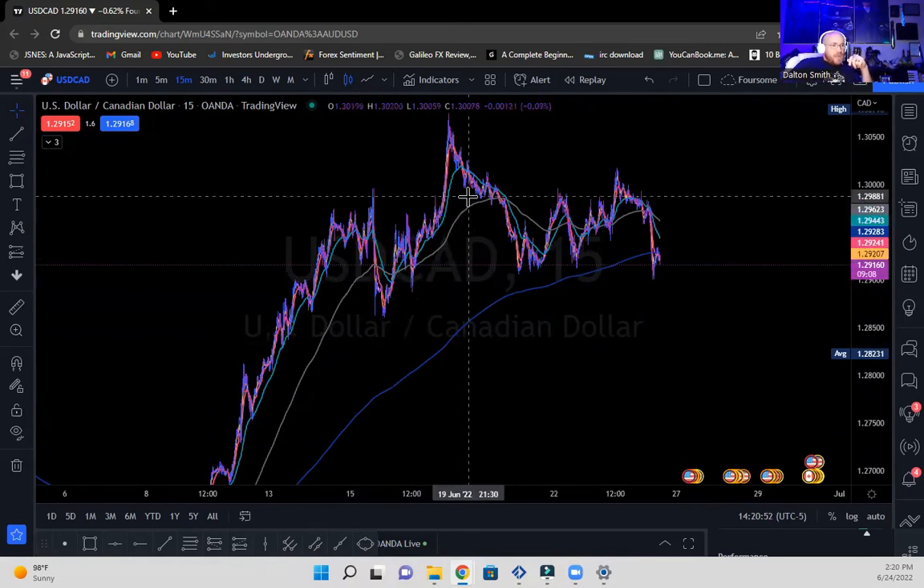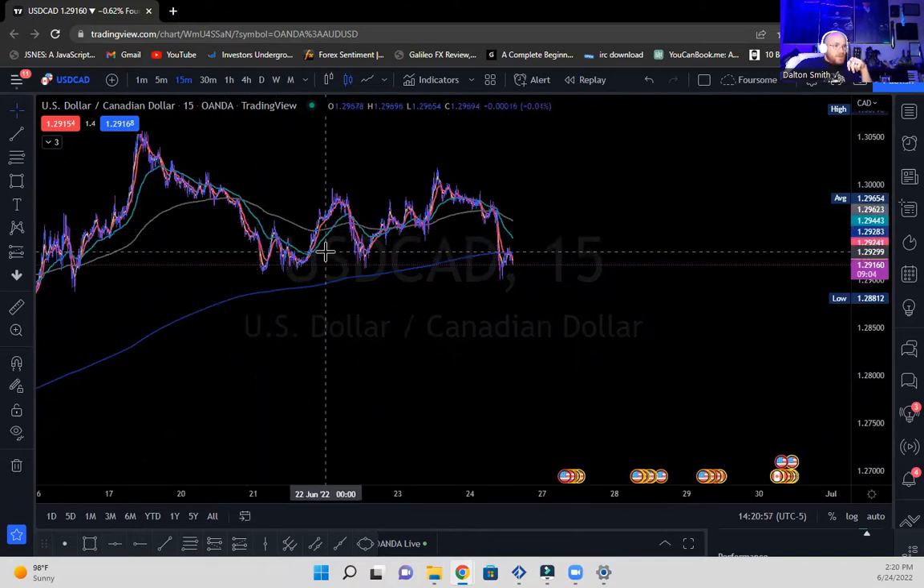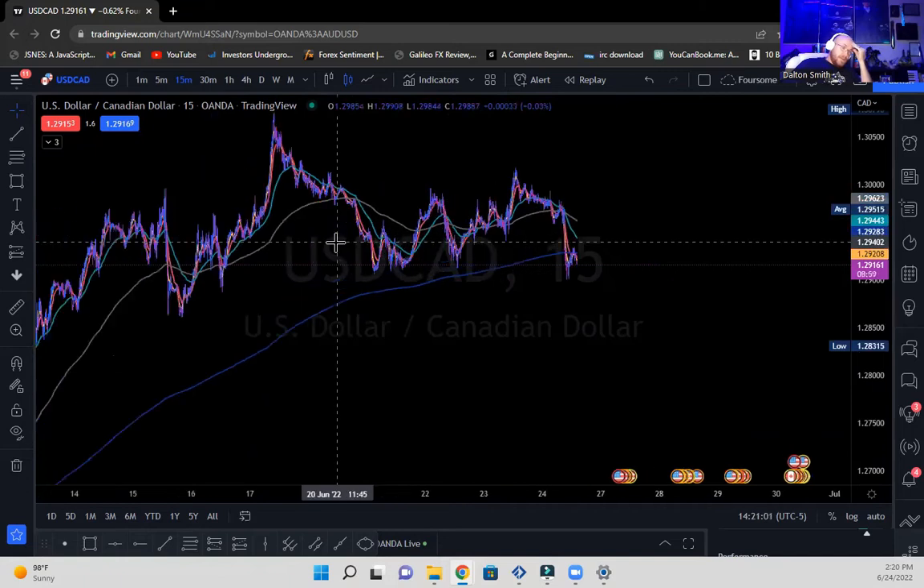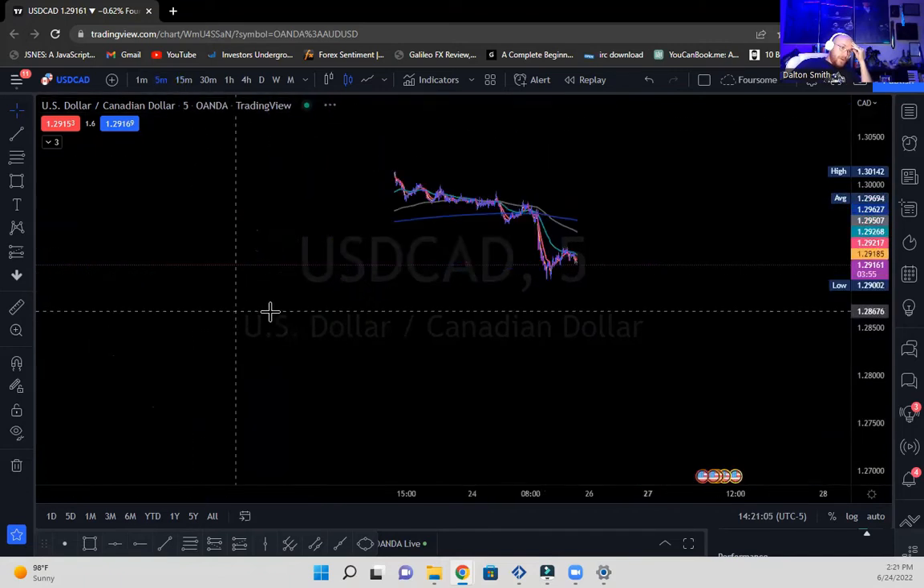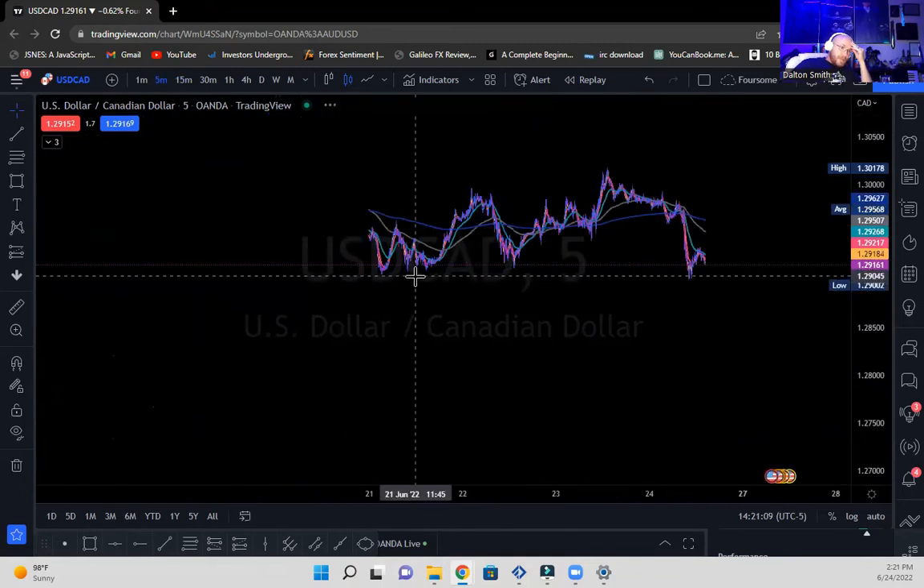You can just make sure you're on the right side of the 50 when you trade, no matter what. If you're on top of the 50, it's a buy. If you're below the 50, it's a sell. It's a really, really accurate way to trade. Just drop down to the 5-minute chart. See what this looks like. As you can see, it's the same thing.